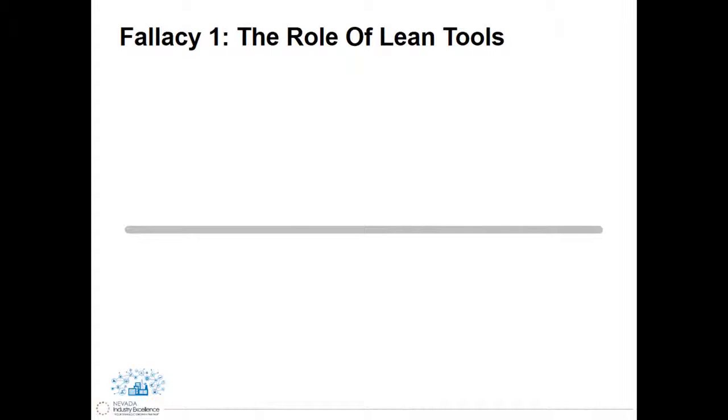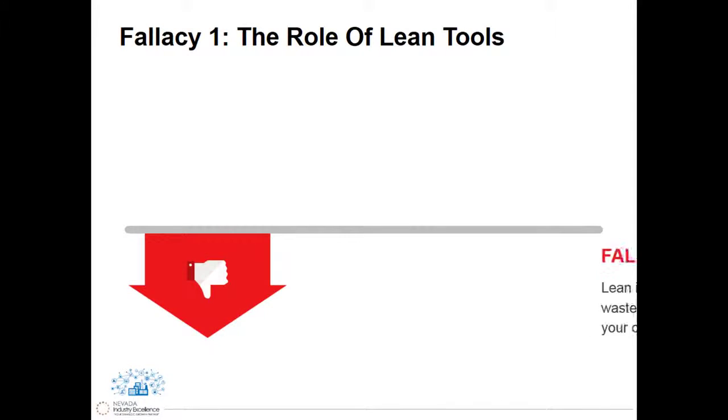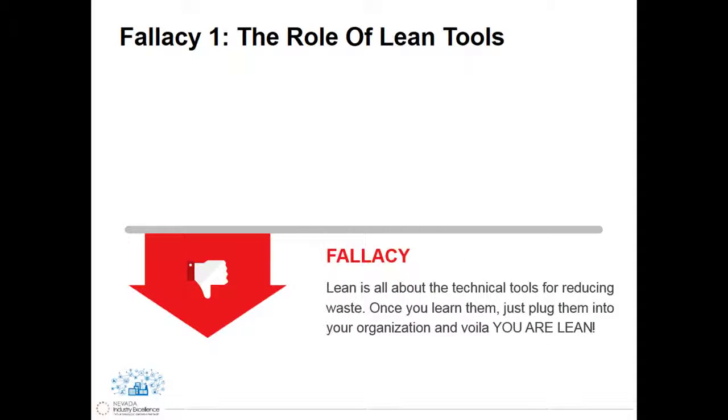The first fallacy has to do with the role of lean tools. Some leaders lean on these tools so heavily that they completely ignore other key factors critical for establishing a lean organization. These leaders mistakenly believe that once you've learned the concepts of 5S, 8D problem solving, Kanban, one-piece flow, standardized work, takt time, and value stream mapping, to name a few, you just plug them into your organization and voila, you're lean. However, the reality is that successful lean starts with culture.